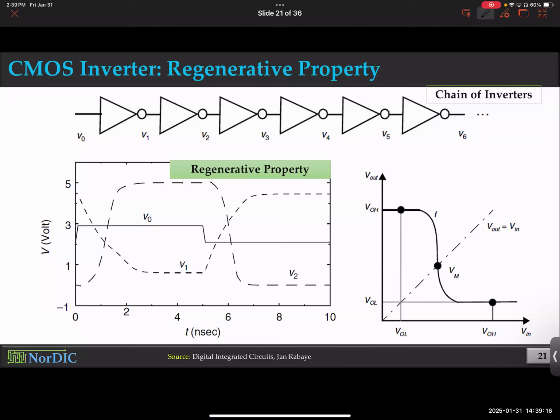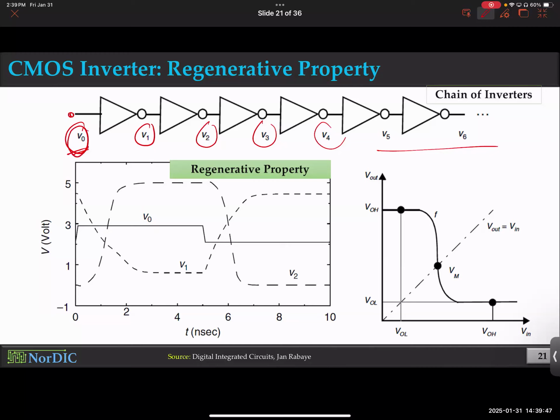Number 2, regenerative property. Basically, the regenerative property is the fundamental reason why SRAMs are stable memories. I'll explain that, so just bear with me for a second. What does it mean? Imagine that you apply a voltage as an input here. Let me just pick some number. This is V0, this is V1, V2, V3, V4, and so on. There is a chain, so you have a chain of inverters.